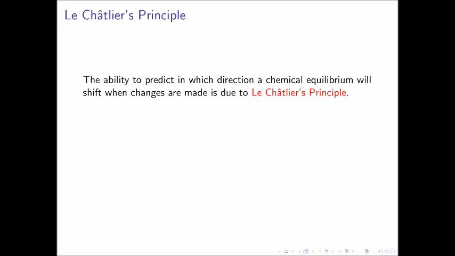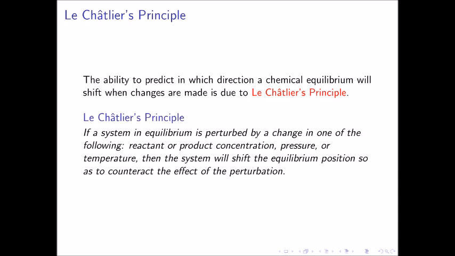The ability to predict in which direction a chemical equilibrium will shift when changes are made is due to what is known as Le Chatelier's principle. Le Chatelier's principle can be stated as follows. If a system in equilibrium is perturbed by a change in one of the following: reactant or product concentration, pressure, or temperature, then the system will shift the equilibrium position so as to counteract the effect of the perturbation. In other words, if we make a change to our chemical system, it will respond in such a way as to minimize the effect of the change that you've made.